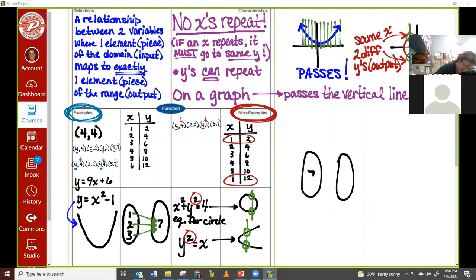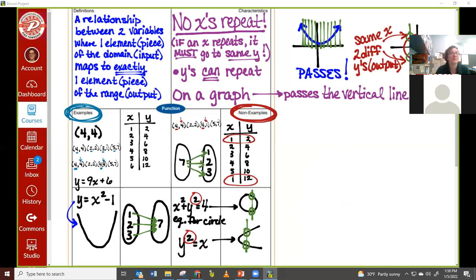What about if I switched it around the other way? Same numbers, backwards order. Is that a function? No. Why not? 7, our input, has lots of different outputs. It's not assigned to only one output. Our x's can only be assigned to one output in order to qualify as functions.